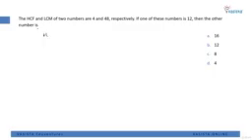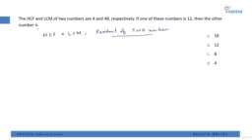See, the HCF into LCM is equal to the product of two numbers, right. So let the two numbers be x and y, which is nothing but HCF into LCM is equal to x into y, right. One number they have given, that is 12. HCF also they have given, LCM also they have given. Only thing we need to find is y, that is the other number.